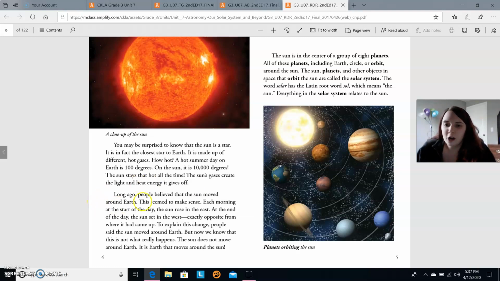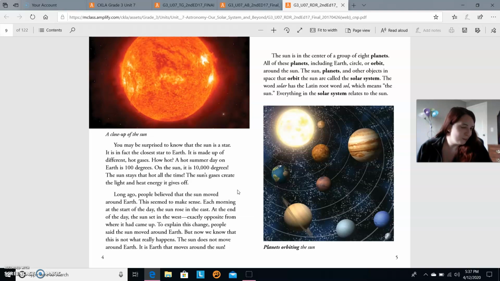Long ago, people believed that the sun moved around Earth. This seemed to make sense. Each morning at the start of the day, the sun rose in the east. At the end of the day, the sun set in the west, exactly opposite from where it had come from. To explain this change, people said the sun moved around Earth. But now we know that this is not what really happens. The sun does not move around Earth. It is the Earth that moves around the sun.